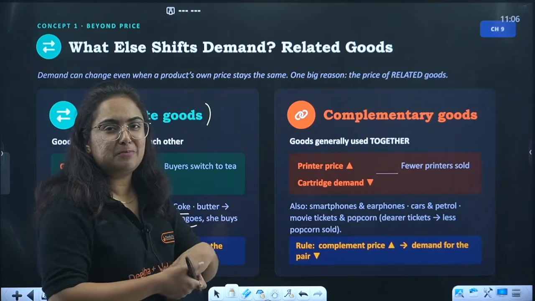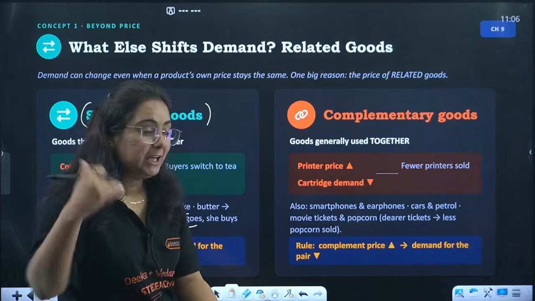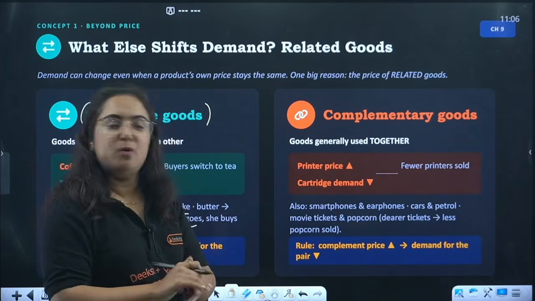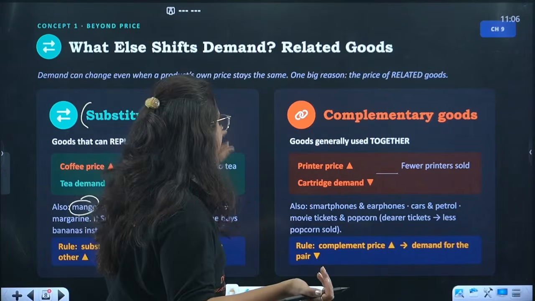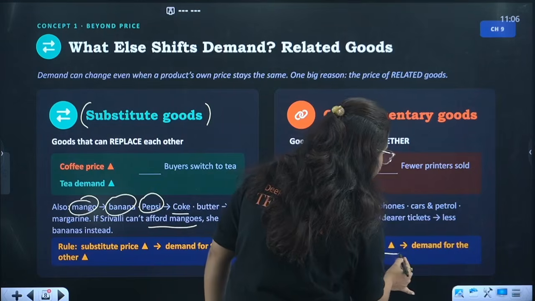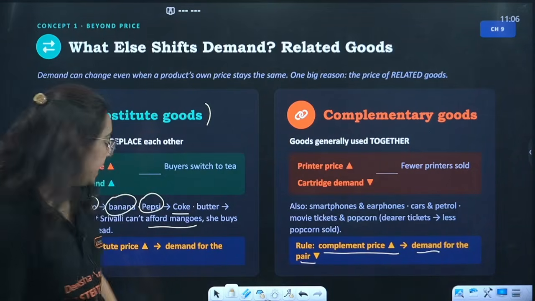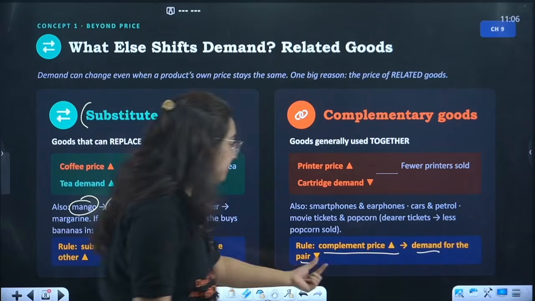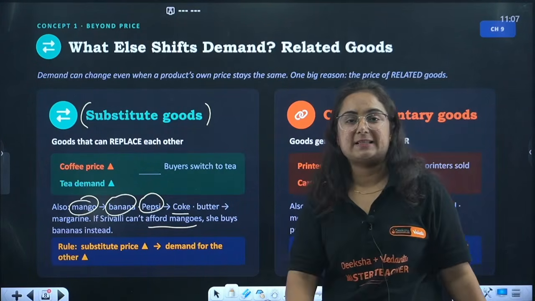Sometimes these complementary products, for example, are movie tickets plus popcorn. It becomes a ritual that we are going to a movie, we have to buy popcorn, right? Getting my point, beta? So basically what happens, when the complementary price increases, the demand of the pair decreases.